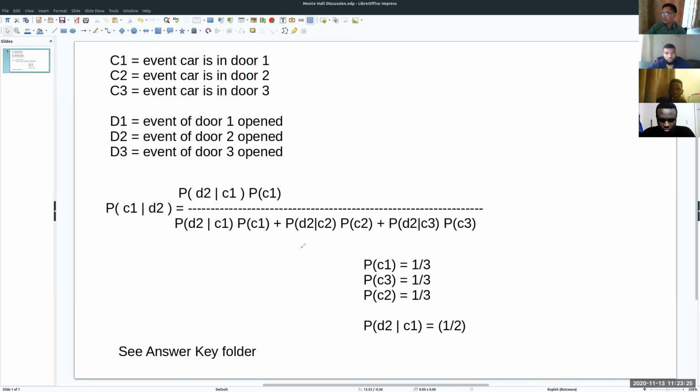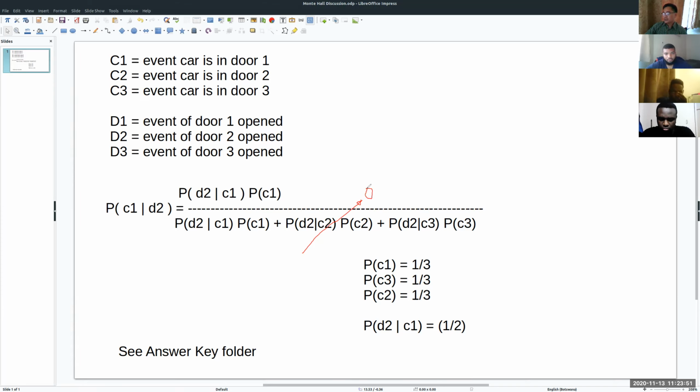The probability of opening D2, that is, door 2 is open, that's the event of D2. The host won't open door 2 because the car is there. C2 is the event that the car is in door 2. So this is 0. That one we agree.